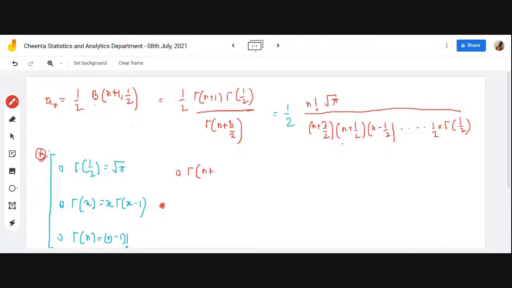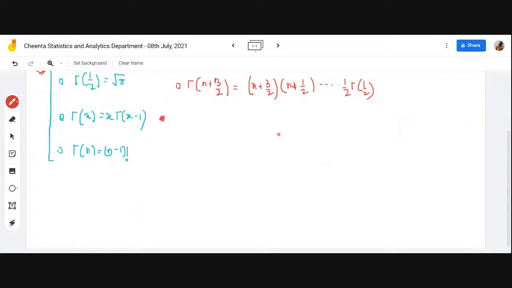That gamma n plus 3 by 2 turns out to be n plus 3 by 2 into n plus half dot dot dot half times gamma half. And you can see gamma half and root pi get cancelled. Okay. So what we get over here is the following.